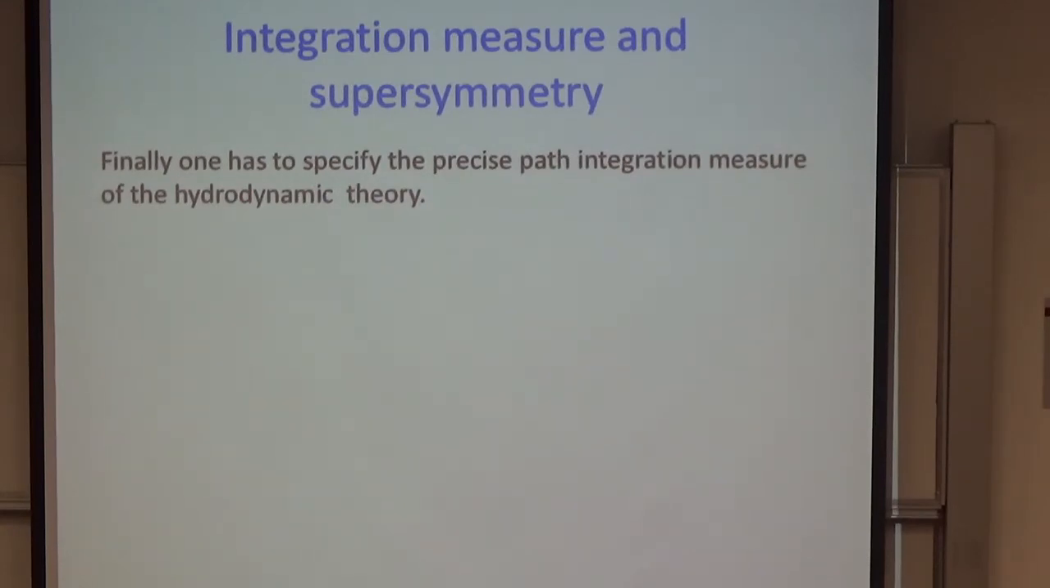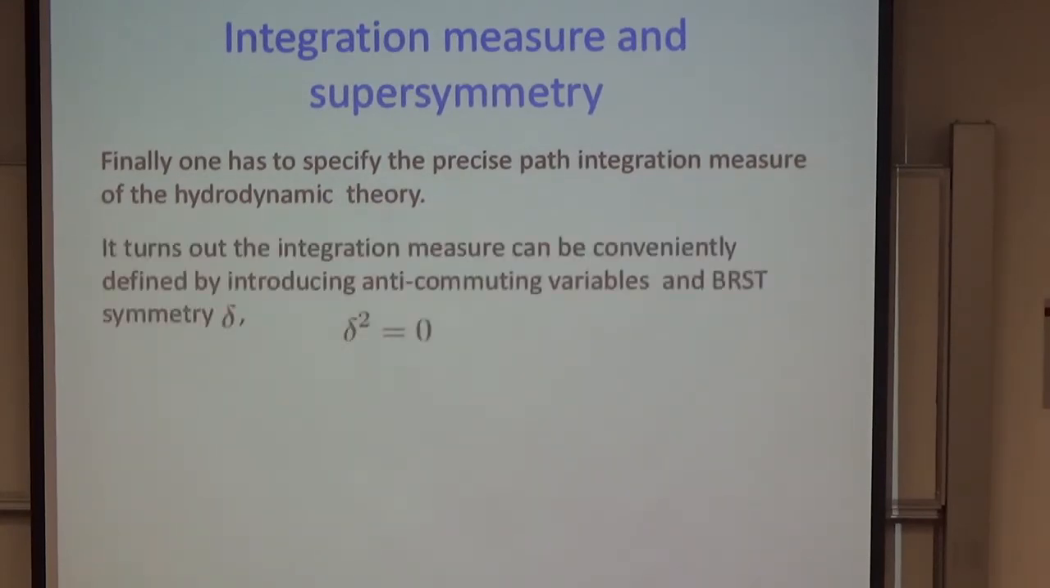It turns out here again there's a simple mathematical trick. The integration measure can be conveniently captured by introducing some anti-commuting variables and some so-called BRST type of symmetries. This symmetry will transform, say, the anti-commuting variable to your standard hydrodynamic, or bosonic, variables, and the square of this transformation is 0.